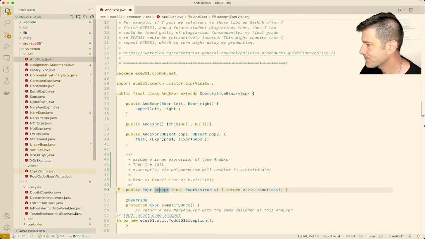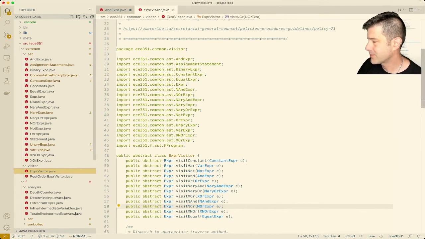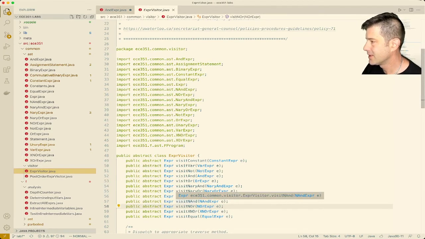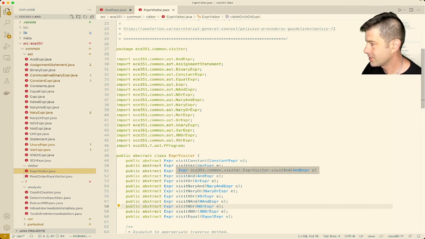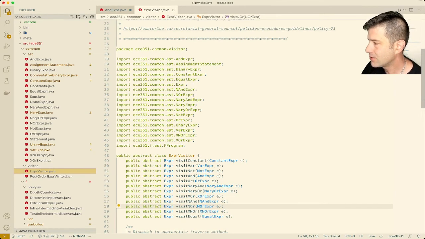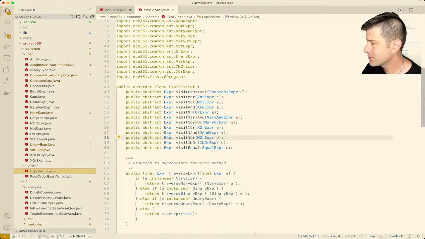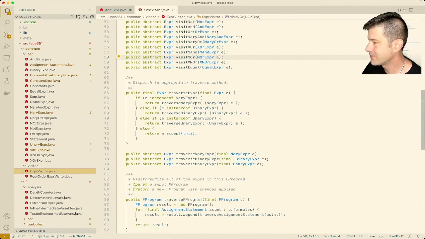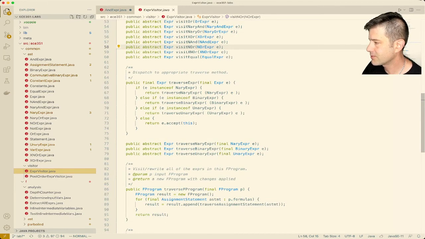Okay, so let's go back to our expression visitor. This is how we're visiting different expressions. Now, this particular visitor also adds an ability to traverse expressions. A visitor is just saying what to do at an AND or an OR and so on, but not how to navigate them. So our visitor also has convenient methods to traverse expressions.